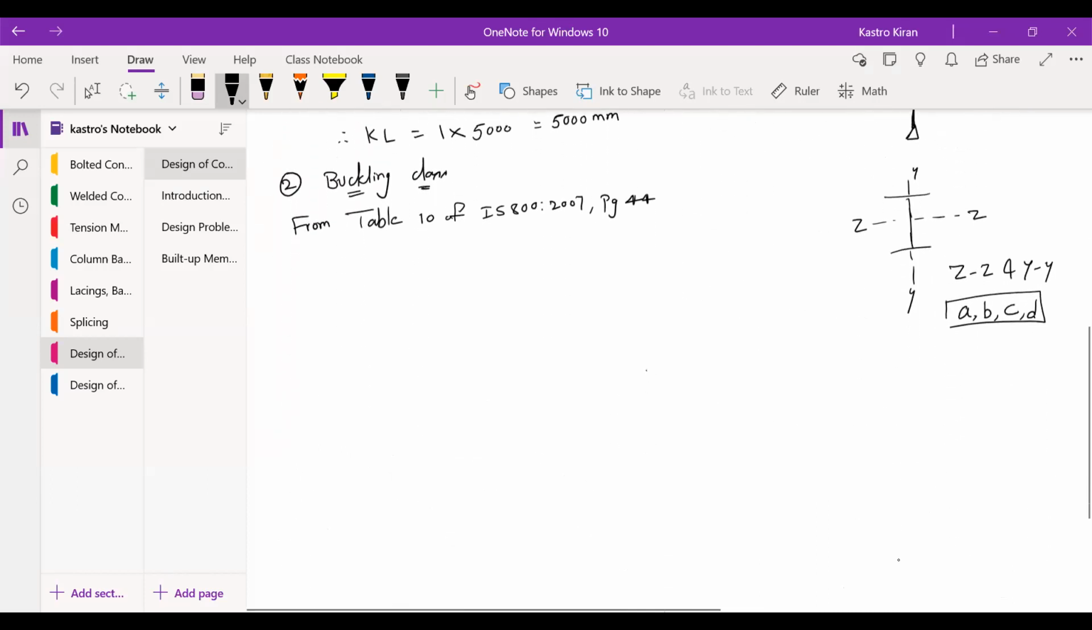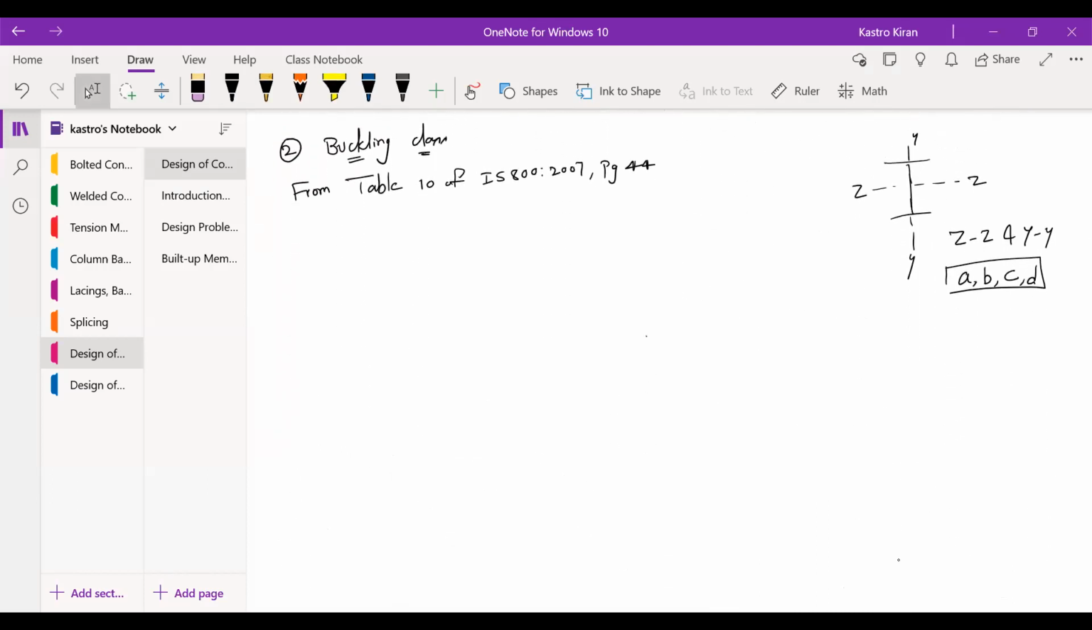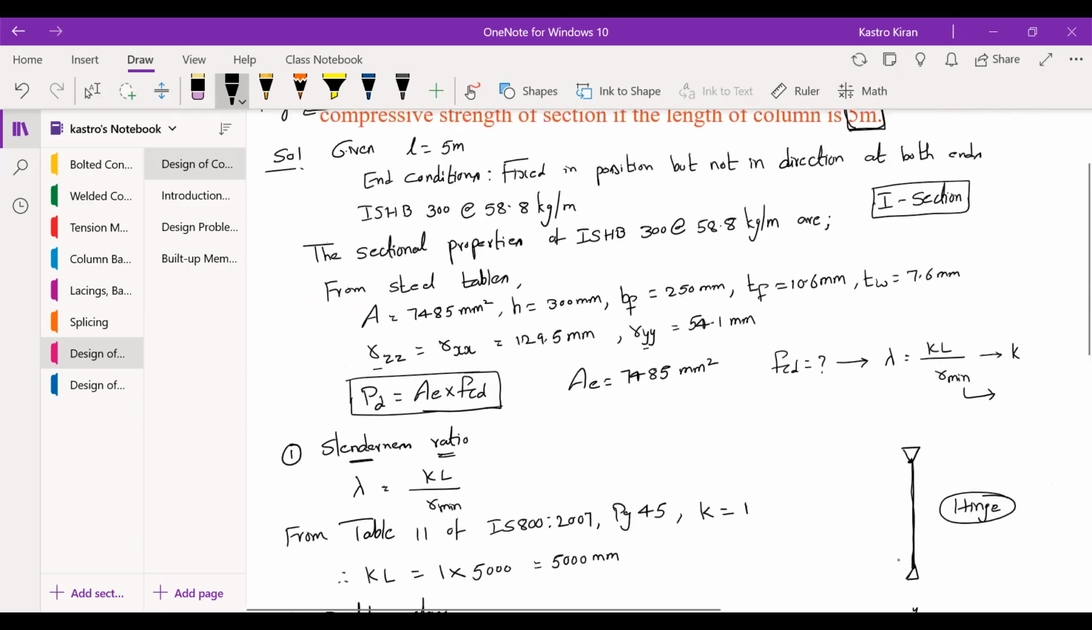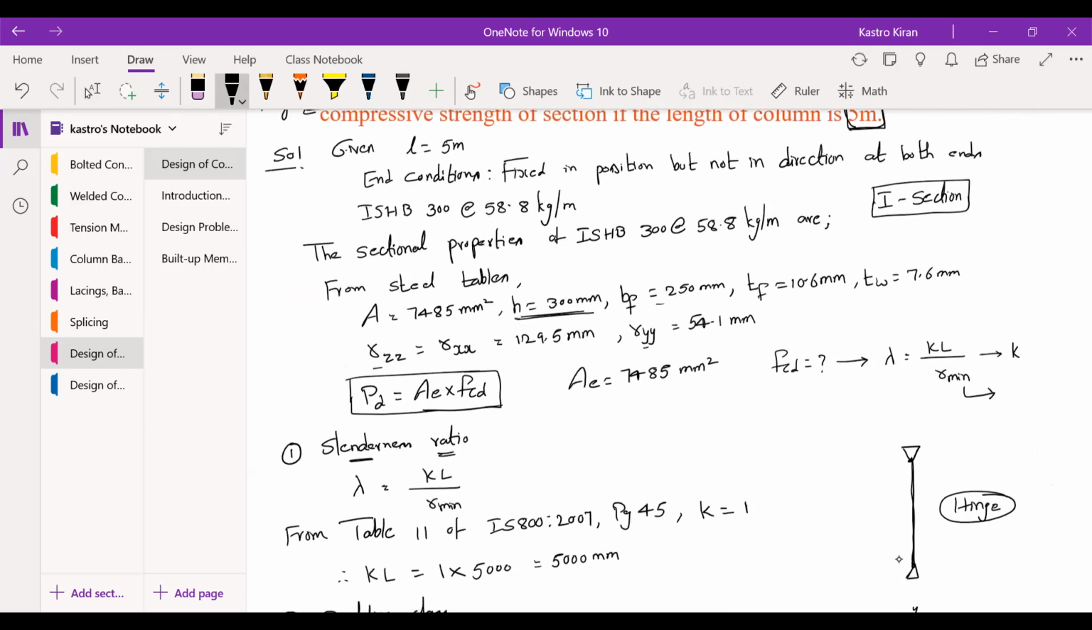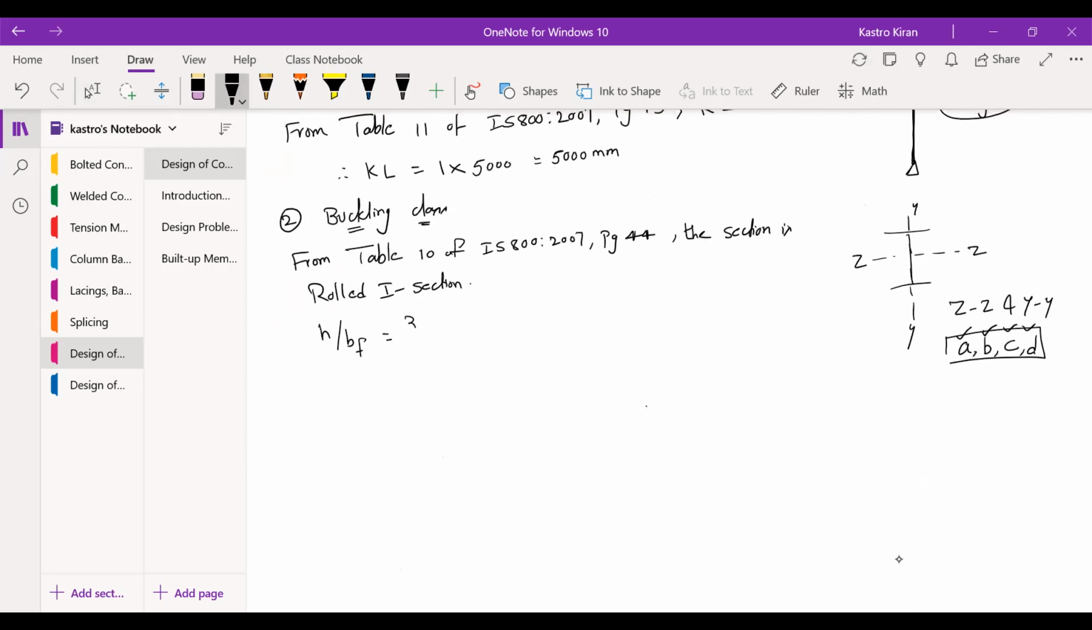So we are going to do the h by bf conditions. From Table 10 of IS 800:2007, you can refer to page number 44. The section is rolled I section. We have seen this rolled I section. For rolled I sections, in order to classify which buckling class it belongs to, we have to check the h by bf value. What is the h value? It is the height of the section, which is 300 mm, and bf is 250 mm. So h by bf is 300 by 250. If you solve this, it is 1.2.